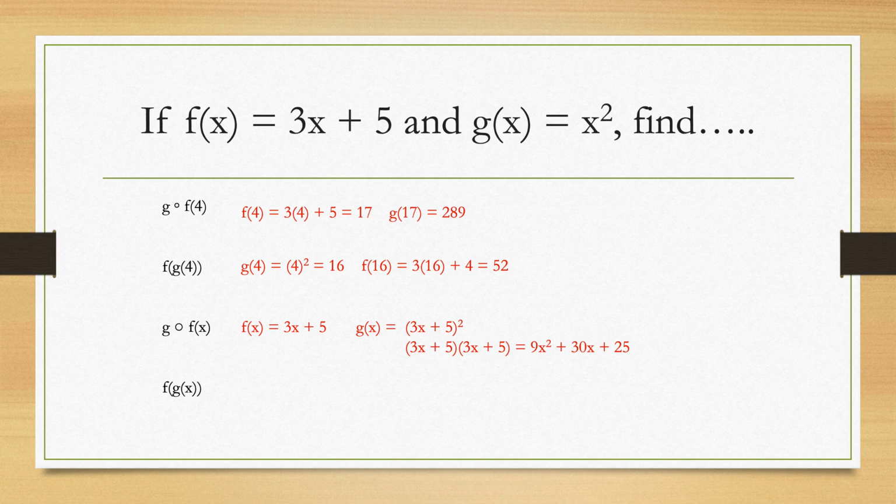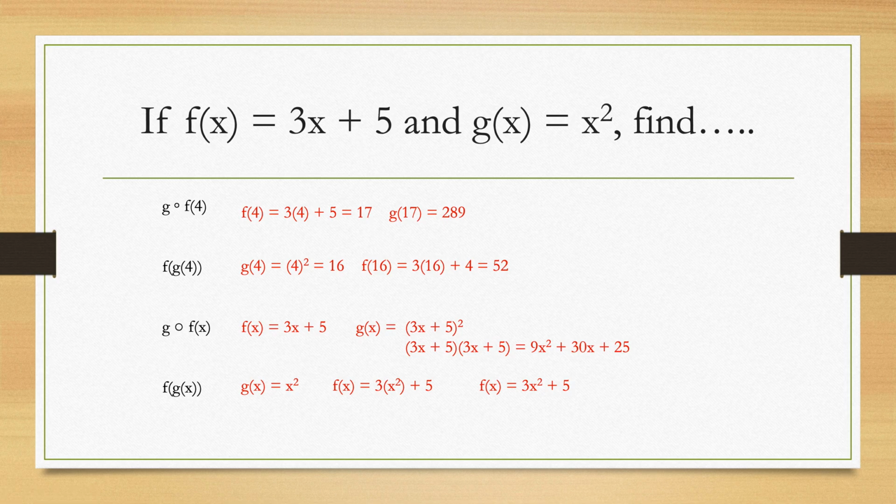Next one, f of g of x. So now we give g the very specific input of an x, and it gives me the output of that same x input as x squared. Then x squared is passed into the f of x function, and that's 3 times what you gave it, which is 3x squared plus 5.